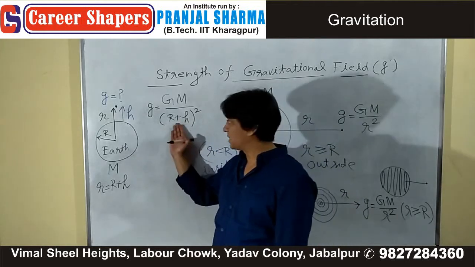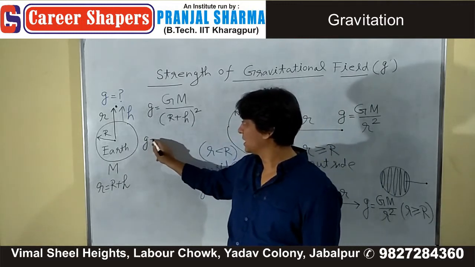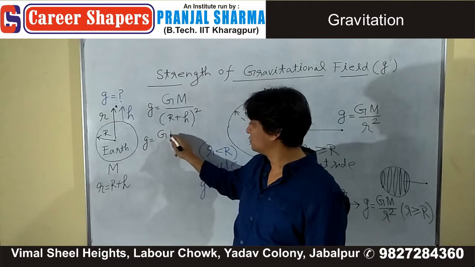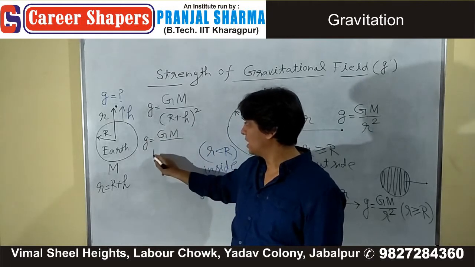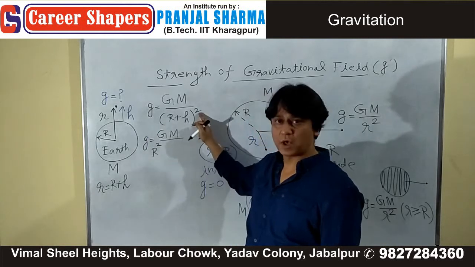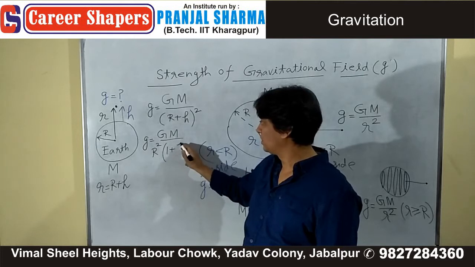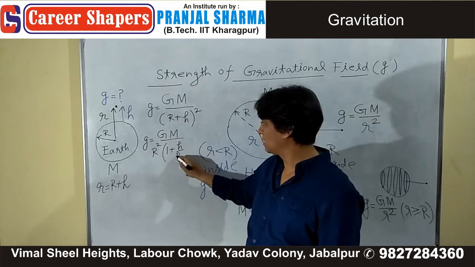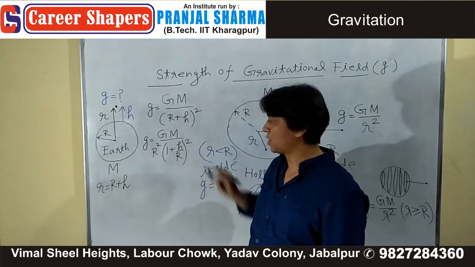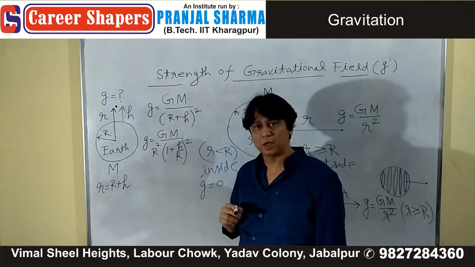Now let's take R common, and once you take R common, it becomes Gm upon R square. Once you take R common, this is a square and therefore it is R square. Inside you've got 1 plus h upon r whole square. Now look at this number, Gm upon r square.